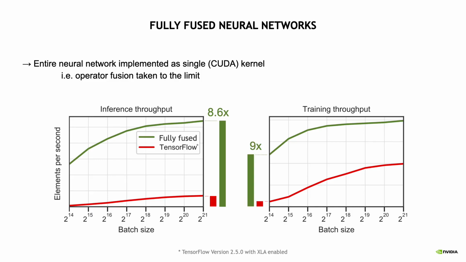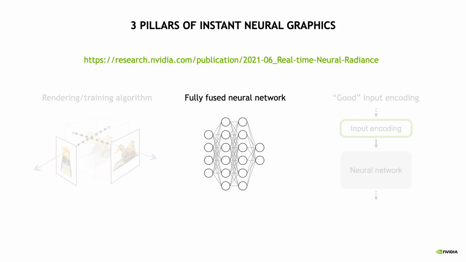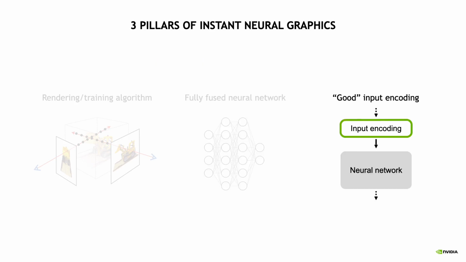For training, we are interested in small batch sizes, because if we have a fixed amount of training data, we'd rather take many small optimization steps than a single large step, just to converge more quickly. In this case, the speedup is again roughly 9x. If you're interested in more details, there's a paper about fully fused neural networks in the context of radiance caching, and there's also a corresponding GTC talk from last year at the shown link. In the remainder of this talk, I'd like to focus on the good input encoding.